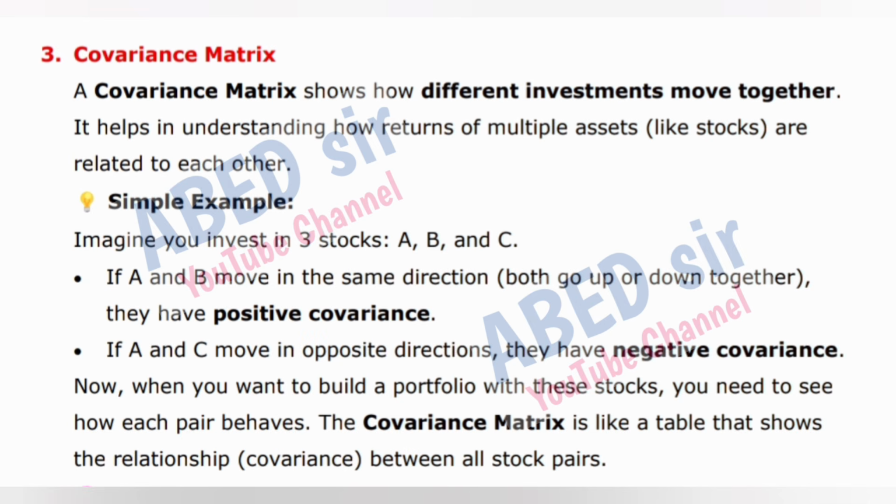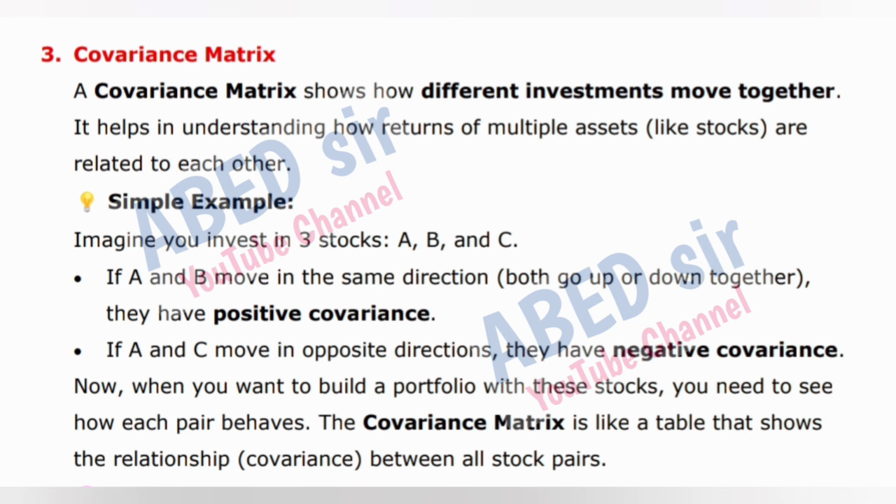Simple example. Imagine you invest in 3 stocks, A, B, and C. If A and B move in the same direction, both go up or down together, they have positive covariance. If A and C move in opposite directions, they have negative covariance. Now, when you want to build a portfolio with these stocks, you need to see how each pair behaves.